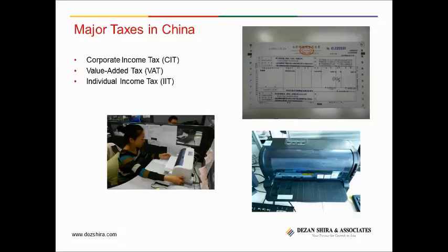Fapiaos are physically paper invoices printed with a special printer by specially trained and qualified employees of the companies that have achieved general taxpayer status. Please also note here that small-scale taxpayers can issue fapiao as well, but they need to purchase fapiao at the tax bureau. So now we can move on to taxes.